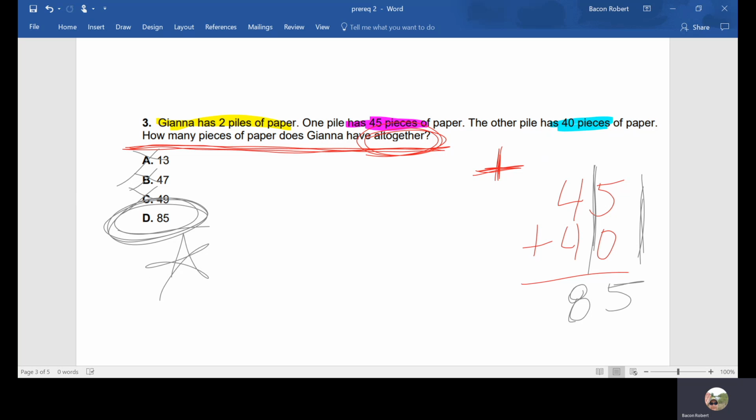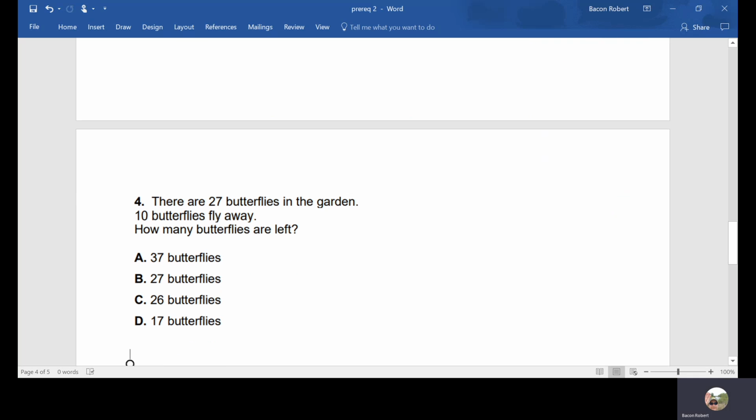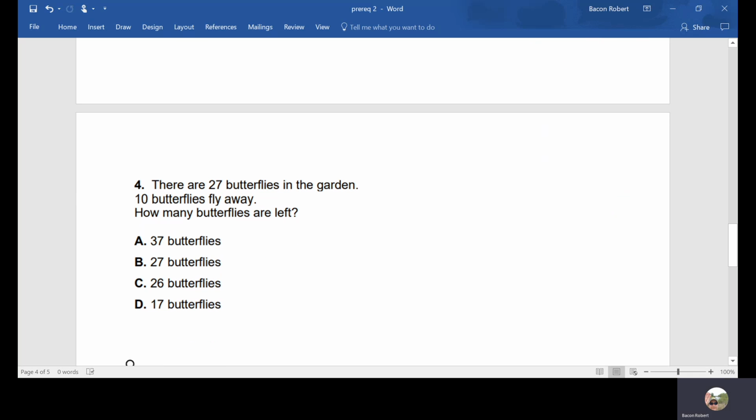The keywords here were pieces of paper all together, that we had an addition problem. All right, 2 more.